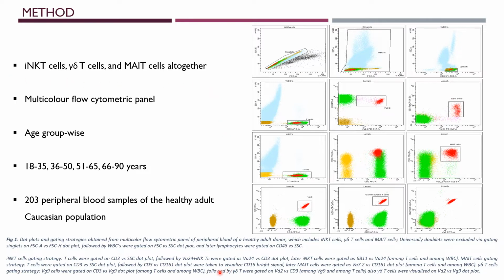In this study, we have identified the iNKT cell, gamma delta T cell, and MAIT cell all together on a total of 203 peripheral blood samples of the healthy adult Caucasian population. On the right-hand side, you can see the multicolor flow cytometric panel to identify the iNKT cells, gamma delta T cells, and MAIT cells. All the samples have been categorized into four different age groups, from 18 to 35 up to 66 to 90 years of age.